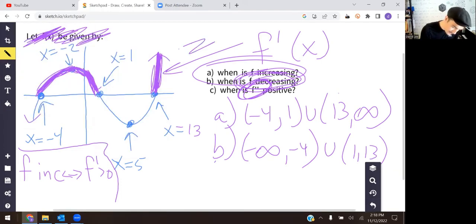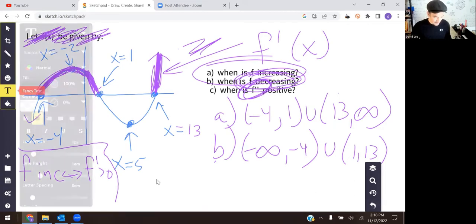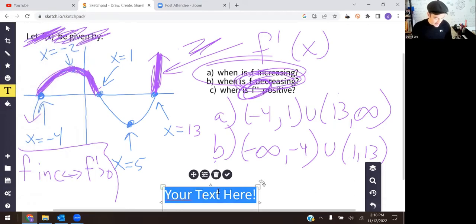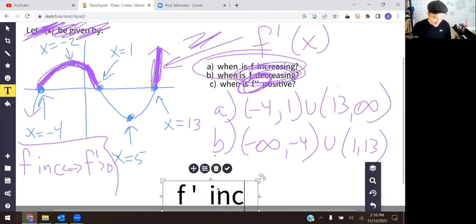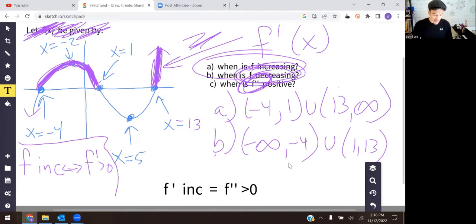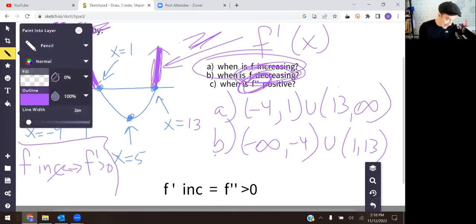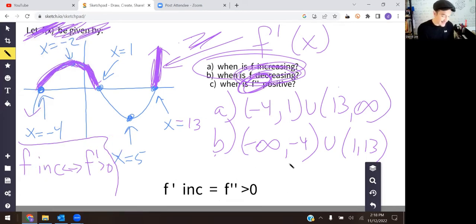Let me see if I can just, let me do this. Watch. Let me type it in down here, and let me say this. Let me say f prime increasing, and then I'll just put equals f double prime positive. So watch, what I've done is this. I took this fact over here, the one in the bottom left. Instead of f and f prime, why don't I call this f prime and f double prime? The relationship holds true. Whatever this is, this has to be its derivative, and then the relationship between increase and positive holds true.